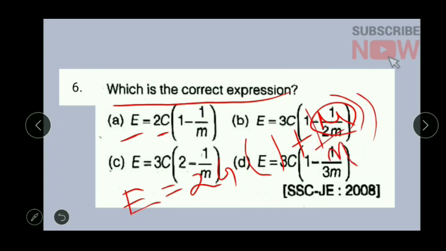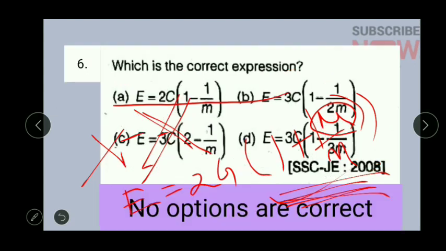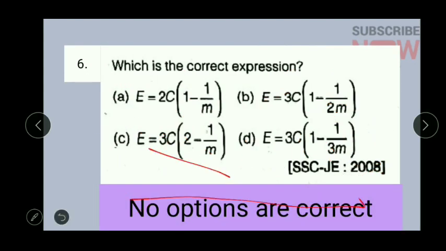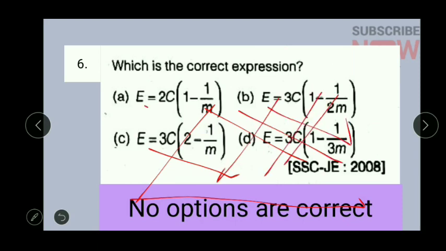So no options are given like this. So here options were wrong, so we can say none of the options are correct over here. It was a wrong question, given in 2008. So you may be getting the grace mark over here. So let us check. No options are correct over here, so you will be getting the grace mark. Okay, so no options are correct.